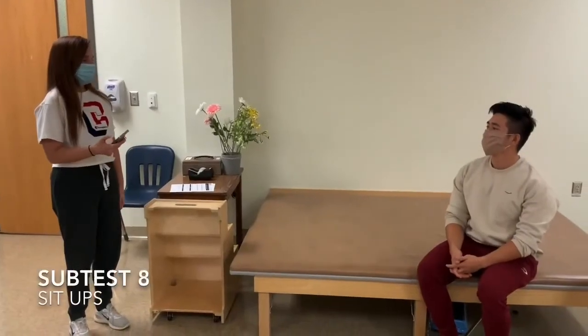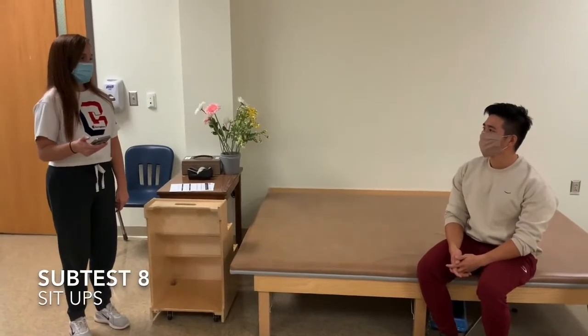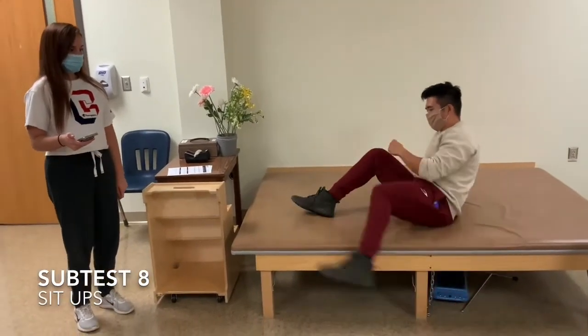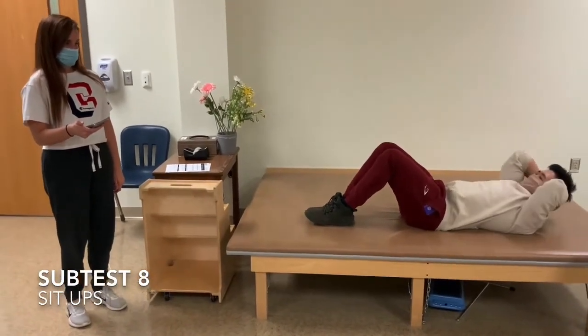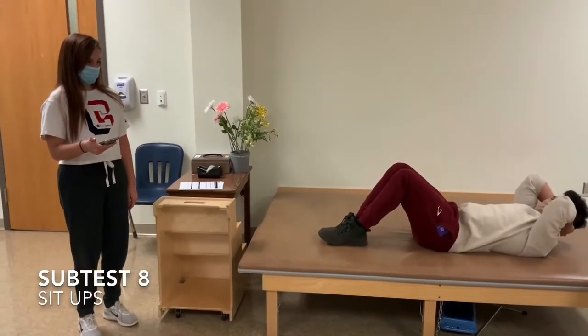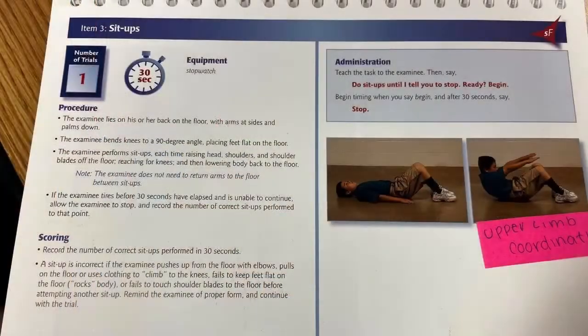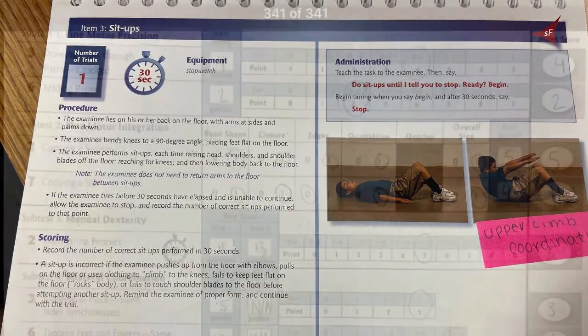Do as many sit-ups as you can until I say stop. Ready? Begin. Joe Rich received a raw score of 3 as he completed 3 sit-ups in 30 seconds.